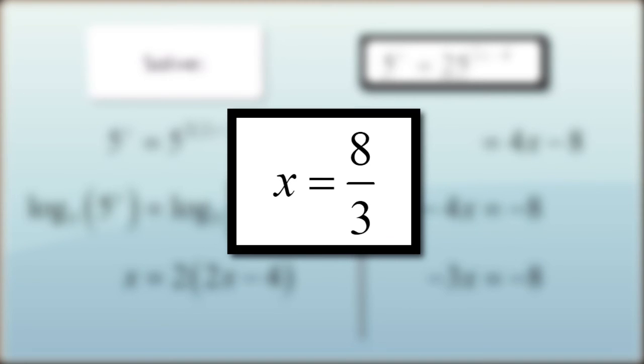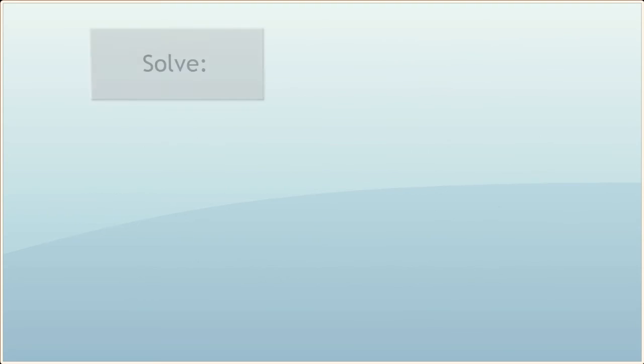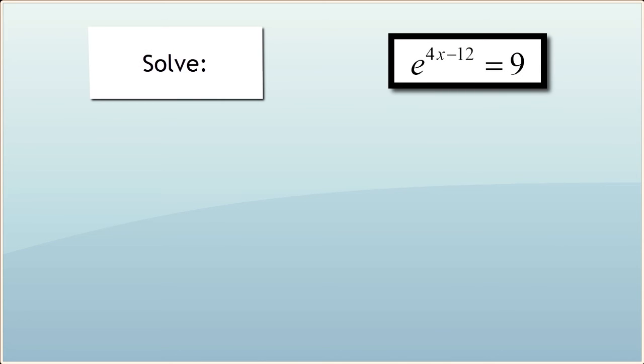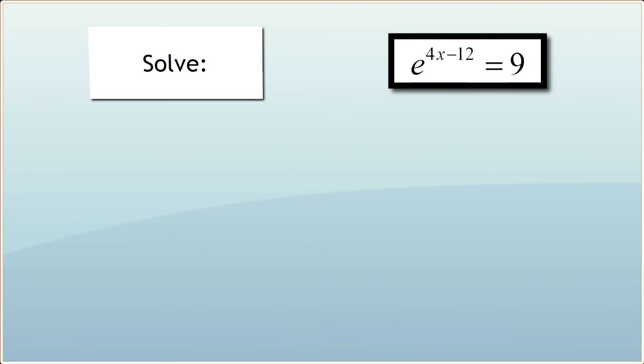Let's try another example. Consider the function e to the power of 4x minus 12 equals 9. Pause here if you would like to try the question yourself. Again, we need to isolate for x. This time, it's only stuck in the exponent on the left side.